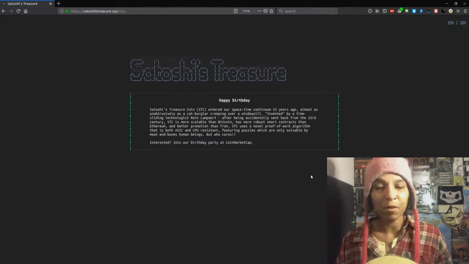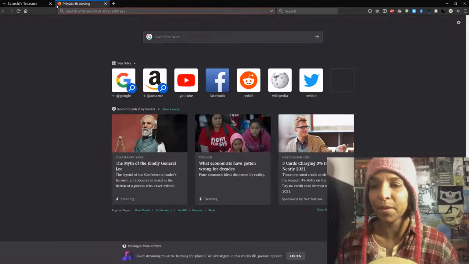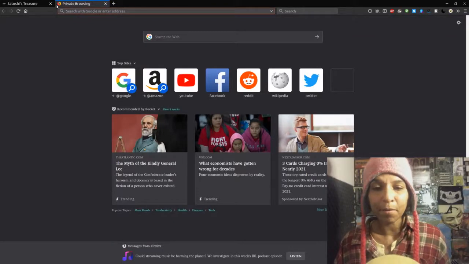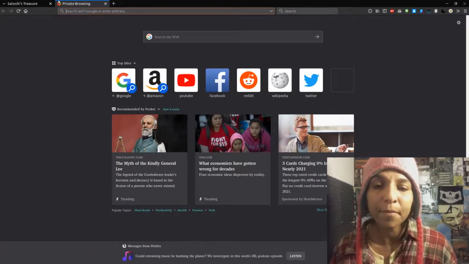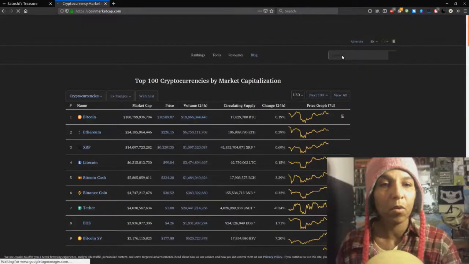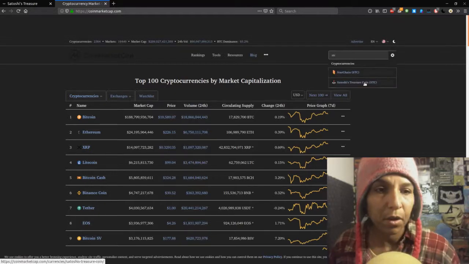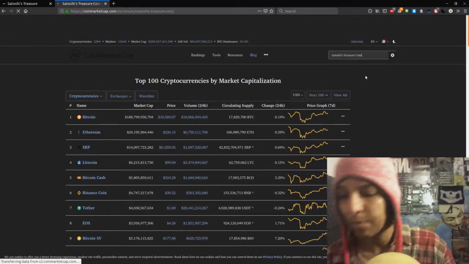So join us for our CoinMarketCap party. Let us go to CoinMarketCap. So this is the CoinMarketCap site. If you type in STC, which is the initials for the coin, you will get Satoshi's Treasure coin. And then here it is.